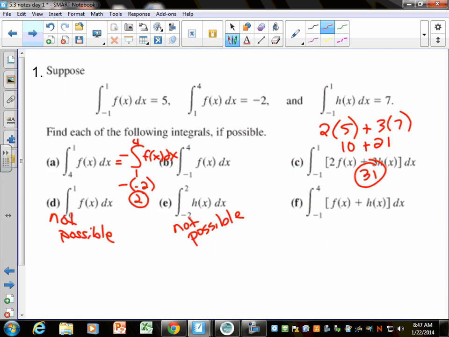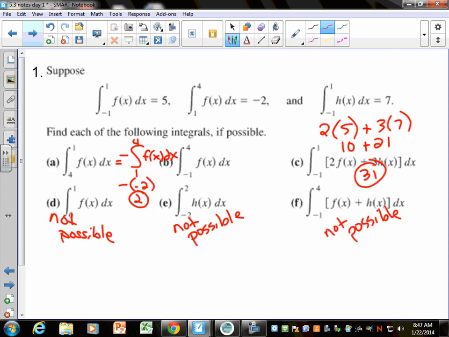What about f? Can we do f? Negative 1 to 4 of f of x, we did that already. We can do that because we have the 1 to 4. But of h of x, we only know negative 1 to 1, which means we can't go to 4. So this is also not possible.